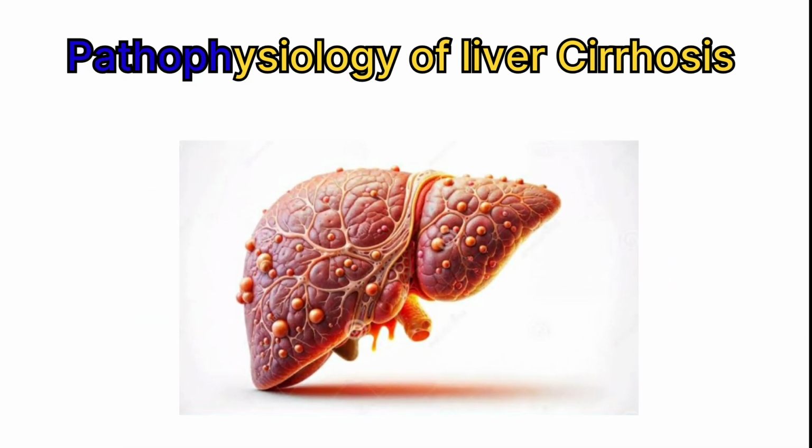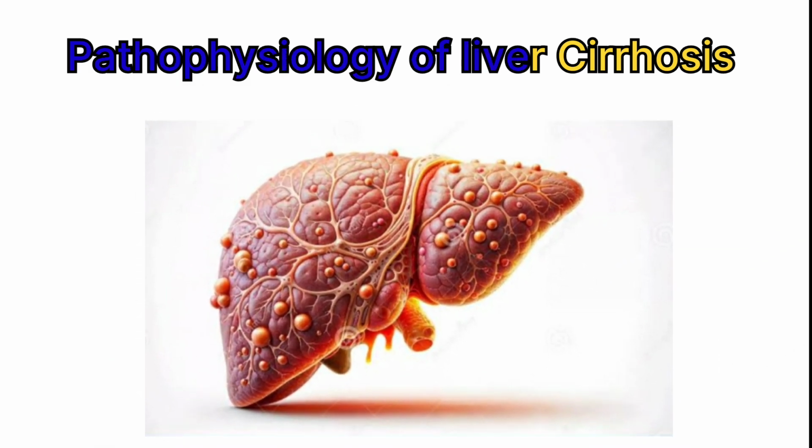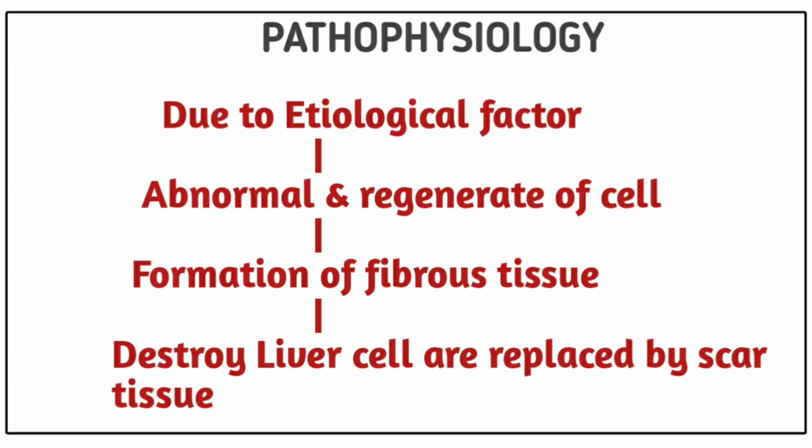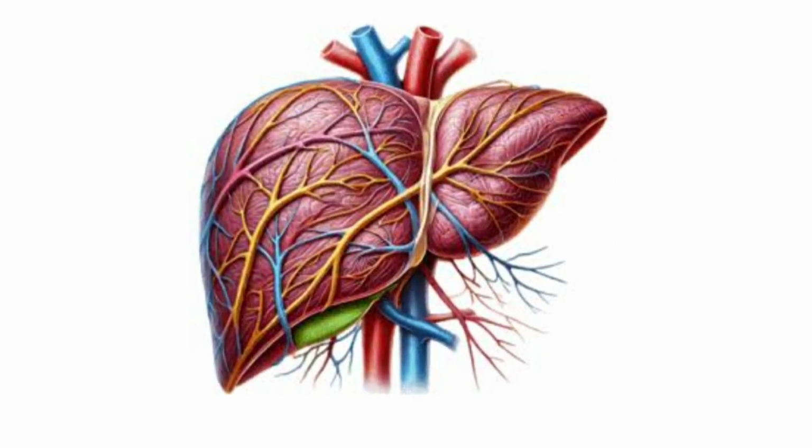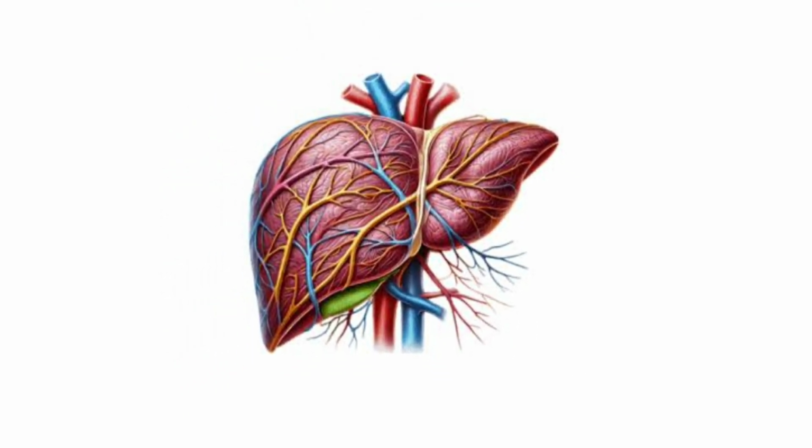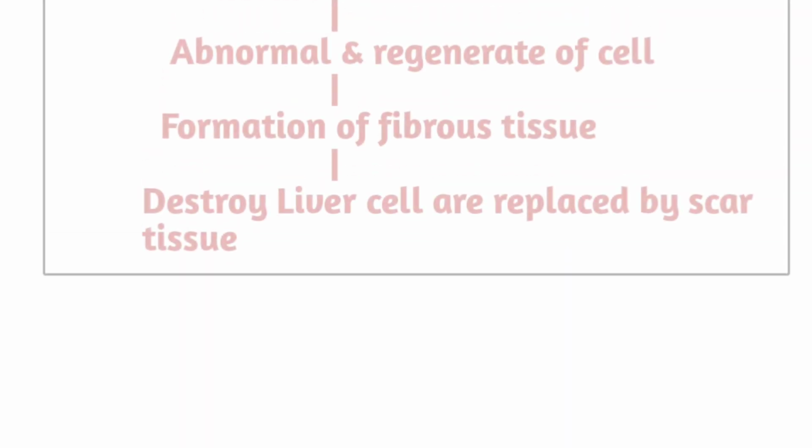Hello students, let's understand the pathophysiology of liver cirrhosis. Pathophysiology means understanding how a disease develops and progresses. Imagine your liver as a very important organ with millions of healthy functional cells called hepatocytes. Now let's look at the first slide, the second image you sent.